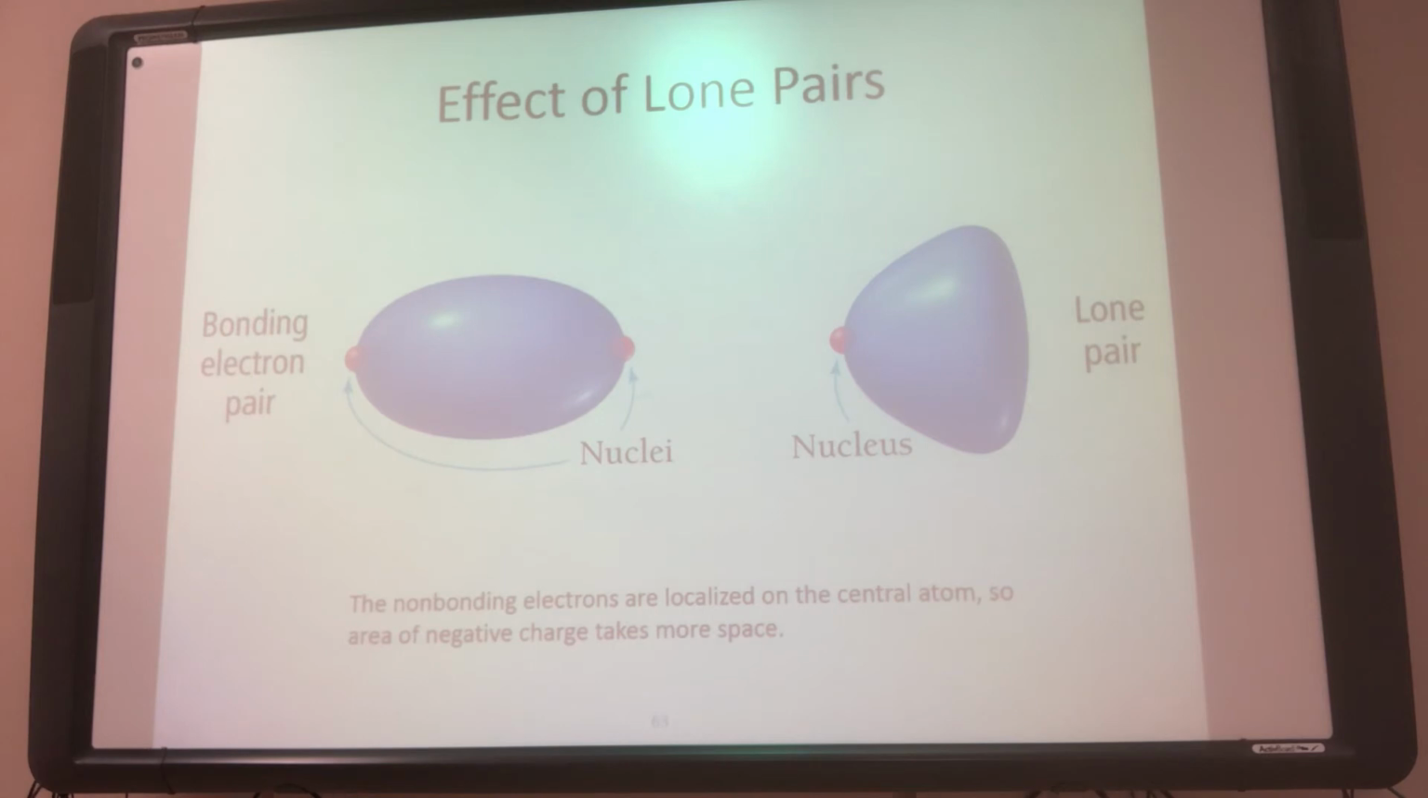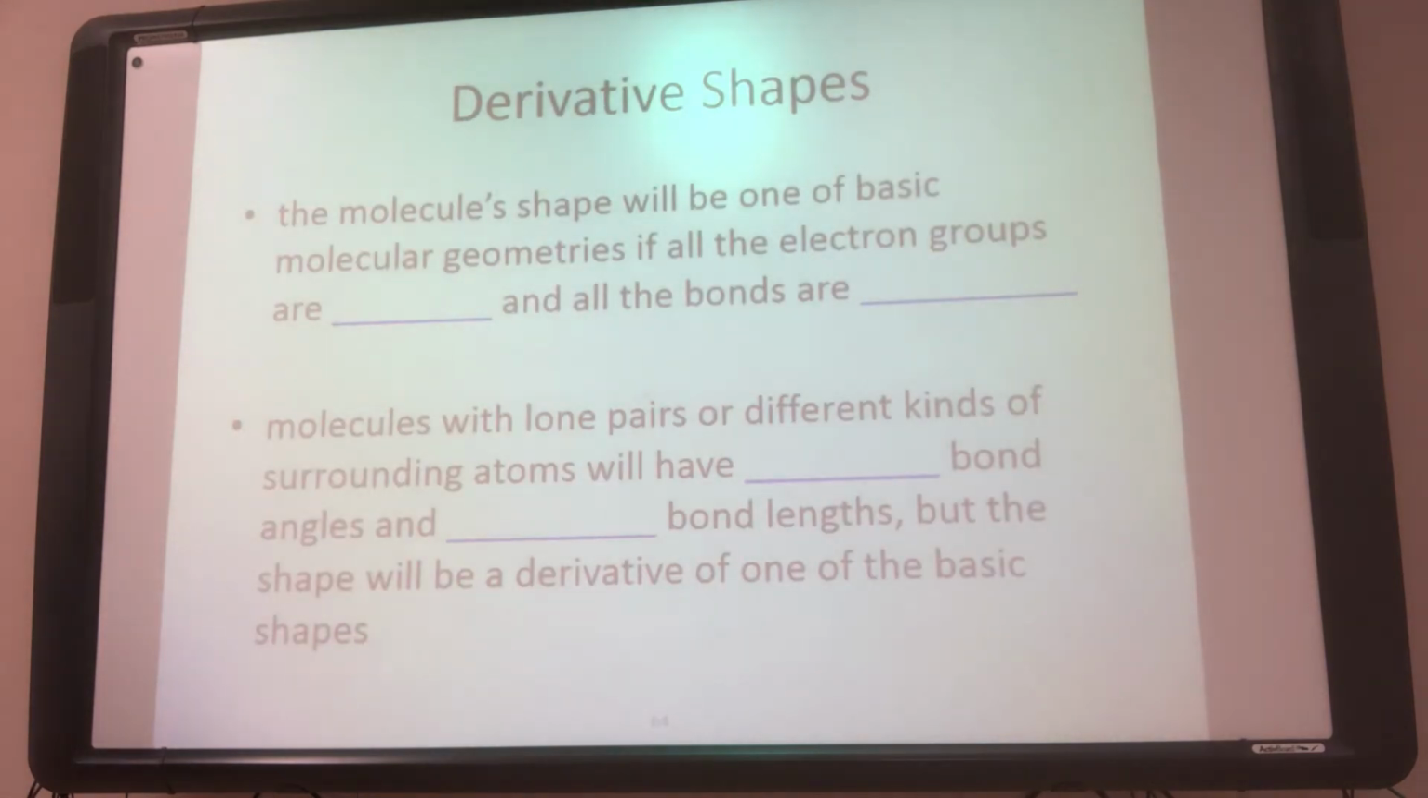Okay, so what's that going to do to our shapes? Now we have to learn some sub-shapes, some derivative shapes. That's why we learned the parent shapes, the perfect shapes, and then we're going to distort them. The molecule shape is going to be one of those basic ones that we just talked about if all the electron groups are bonds. If I have nothing but bonds, it's one of those nice, pretty geometries we just talked about, those electron group geometries, and all the bonds would be equivalent.